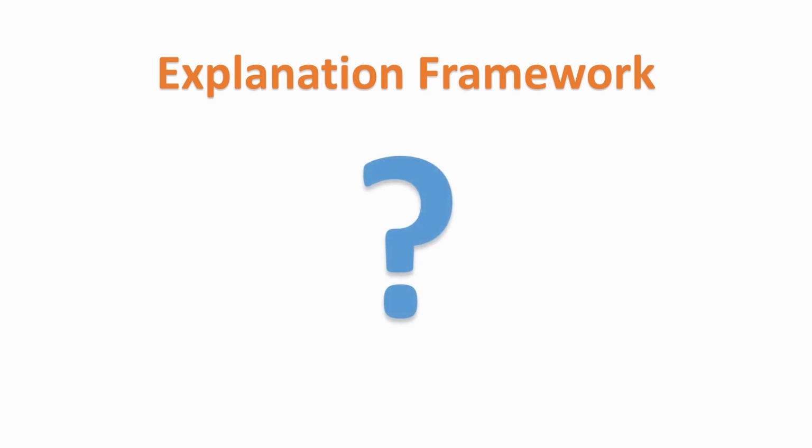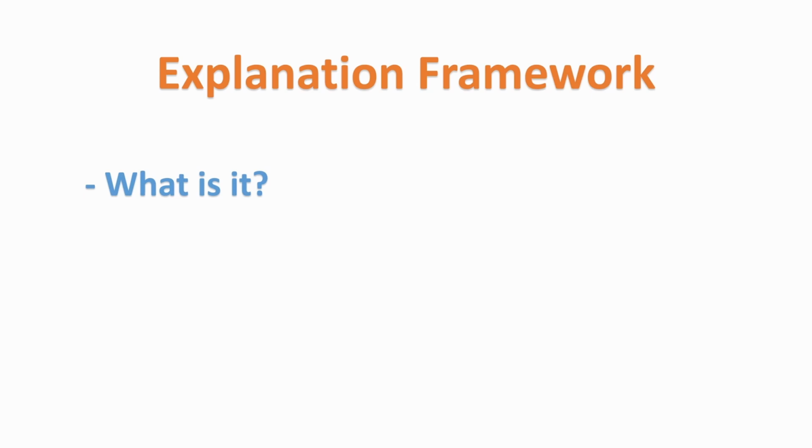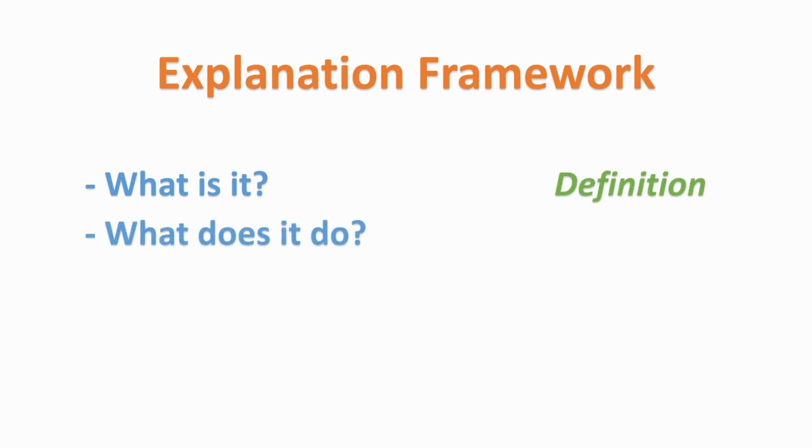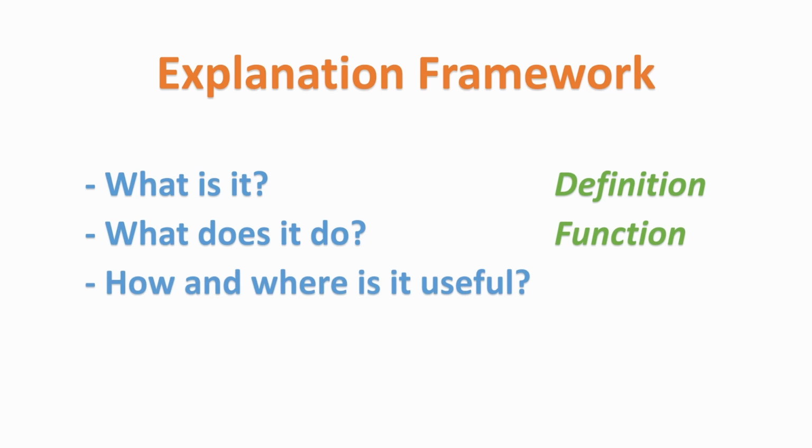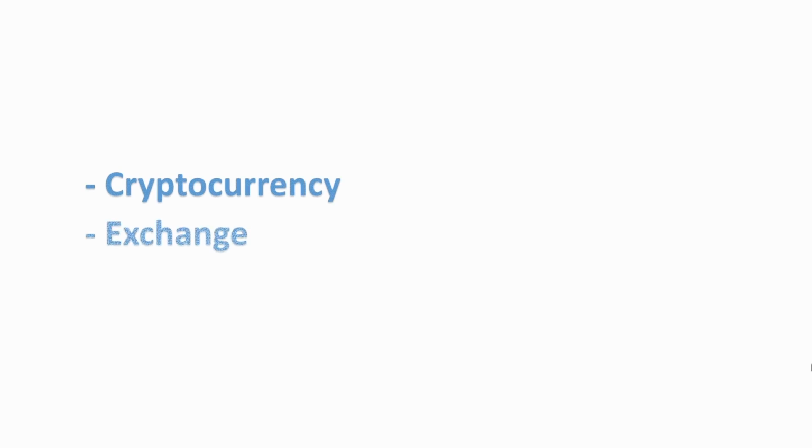Most things will be covered by asking these three questions. Number 1. What is it? Or the definition. Number 2, what does it do, or the function? And finally, number 3, how and where is it useful, which is the application. Alright, first things first. You may have noticed that we already have 3 things to explain. What is a cryptocurrency, what is an exchange, and what is a trade.